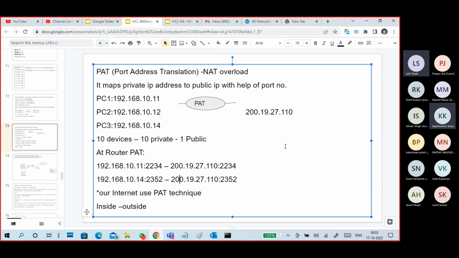Okay, all our internet uses the PAT technique only, port address translation. Why port? We are using the port mapping technique. Okay, guys, understand up to here?